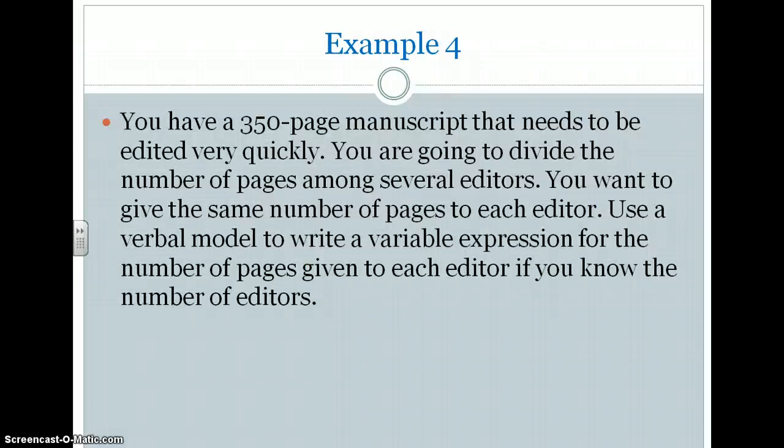Here's our next example. You have a 350-page manuscript that needs to be edited very quickly. You are going to divide the number of pages among several editors. You want to give the same number of pages to each editor. Use a verbal model to write a variable expression for the number of pages given to each editor if you know the number of editors.